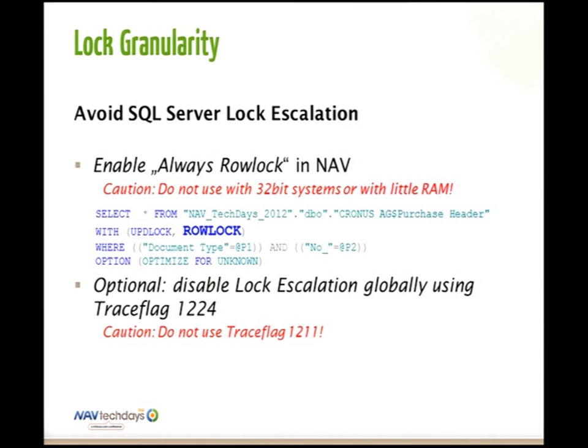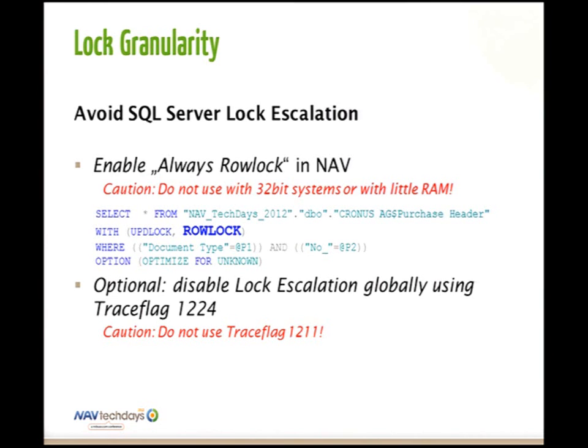Today, since NAV 4 to SEC 6, we have a flag in the database properties, always row lock. And this is a common misunderstanding that this is enabling and disabling row locking. This is nonsense. SQL Server, again, will always start at the smallest granularity possible, and this is usually the row.